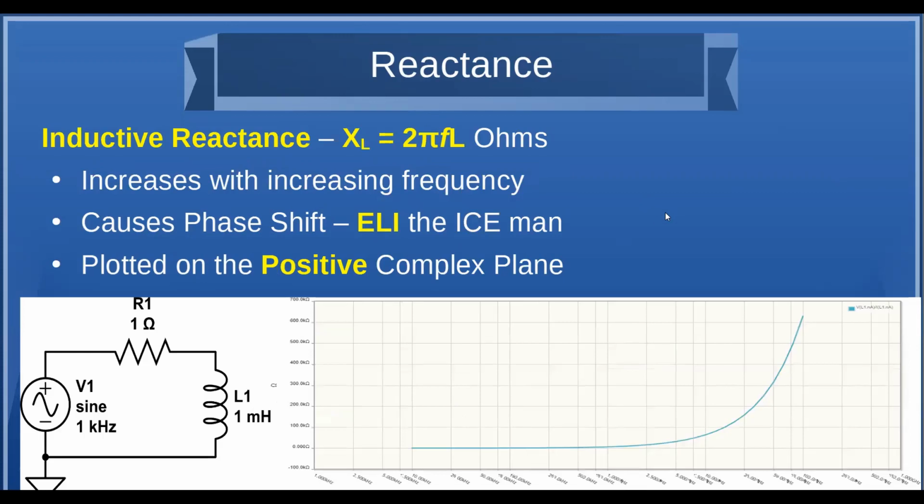So inductive reactance is the same formula, except it's not a reciprocal, and you substitute L. It increases with frequency, and this would be a straight line if it wasn't a logarithmic scale. But because this is a logarithmic scale, it makes it look like a curve. And we plot it on the positive complex plane.